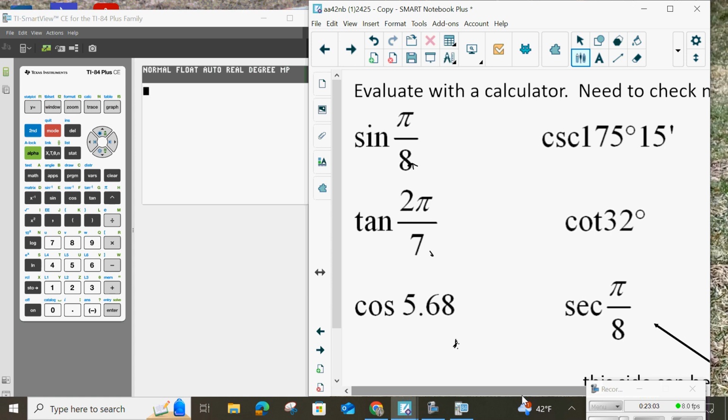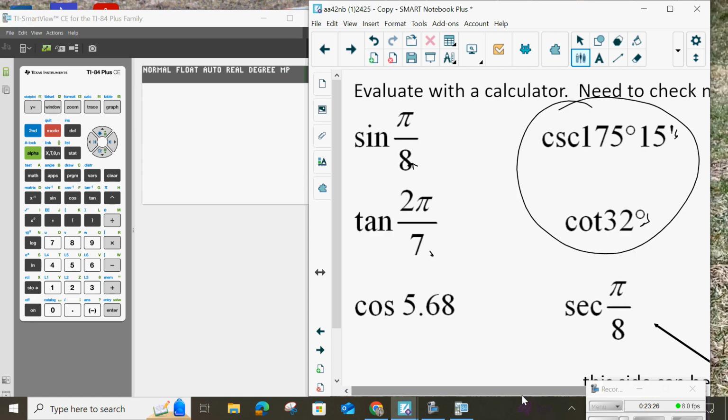Is that degrees? Why is that not degrees? It's a decimal. I don't have a degree or degree minute symbol, right? So if your calculator is in degrees, we should be doing those two first, right? All right, but those two are a little harder.